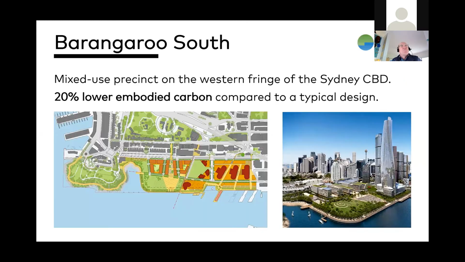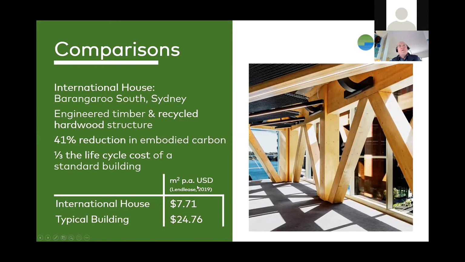And here's an example of how they're using that at Barangaroo South. Their target is to reduce the embodied carbon footprint by 20% compared to their typical designs. In the case of one building there, International House, which no doubt many of you have seen, they have made a massive 1% reduction in the embodied carbon footprint of that building compared to their standard reference building, and that's also led to significant life cycle cost savings. So it's not all altruistic, save the world stuff. It's actually leading to real cost savings.